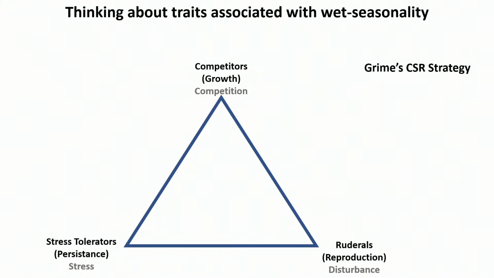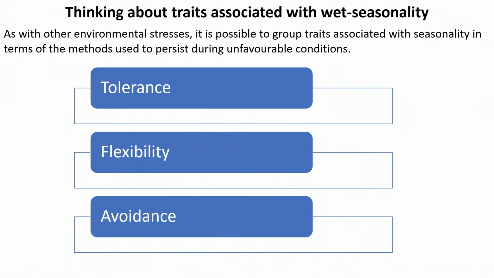We also attempted to come up with a similar kind of strategy that is loosely based on this triangle here, where we split those characteristics into three groups. Tolerance traits are traits where an organism tries to survive in that stressful environment. Flexibility: the organism is able to switch between strategies in order to deal with seasonality. And avoidance is where an organism will totally run away from where the stress is. I'll explain these further as I go along.